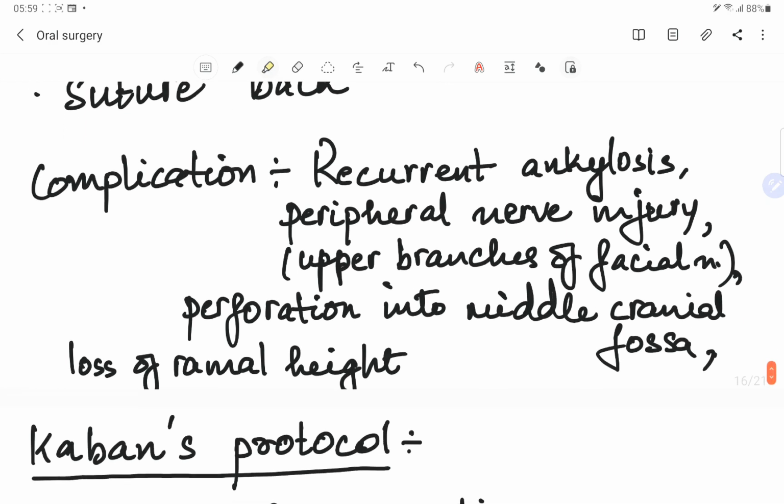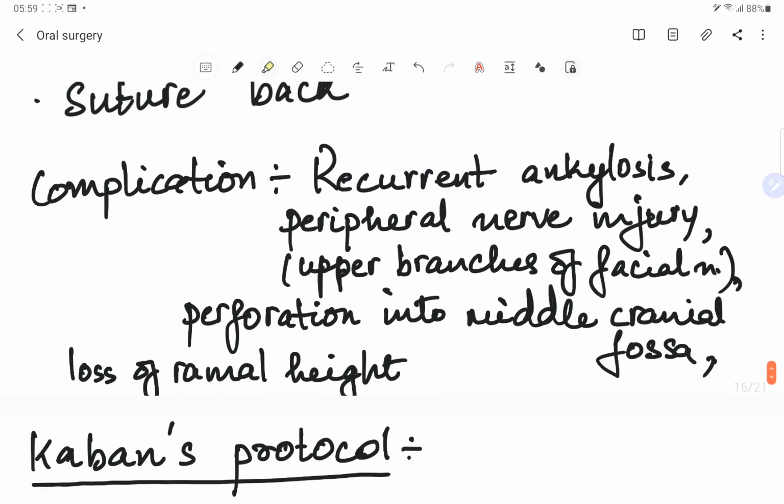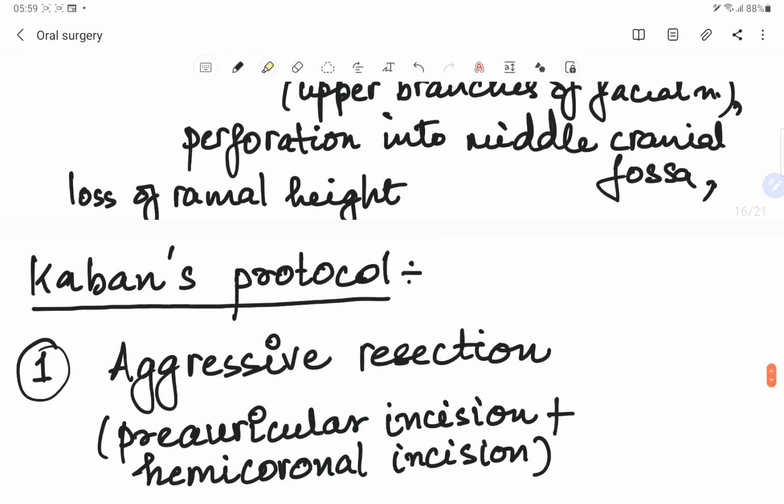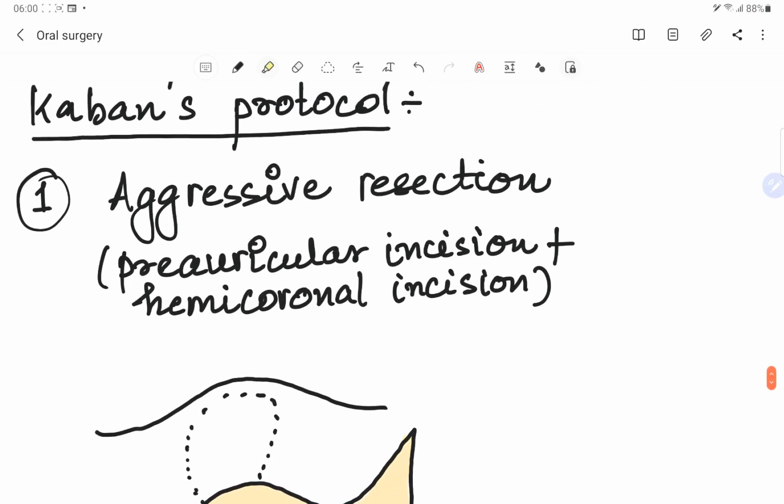There can be injury to the nerve, especially to the upper branches of the facial nerve if we are not operating properly. So there can be peripheral nerve injuries as a sequel of TMJ operations. And then there can also be perforation into the middle cranial fossa while we are removing the condyle. We can perforate it. There is loss of ramal height because we have not done reconstruction in gap arthroplasty. If we follow Kaban's protocol, we are going to do the reconstruction, right?